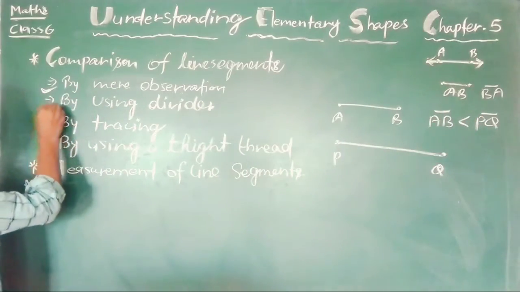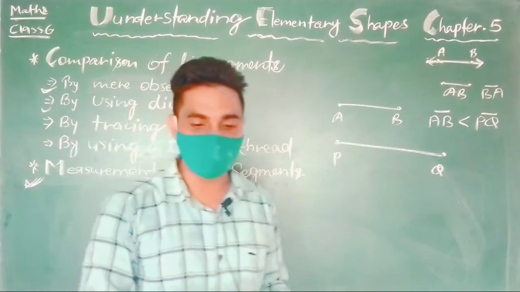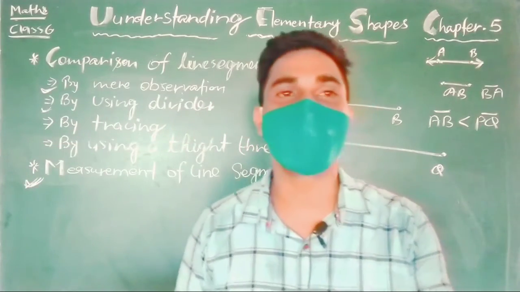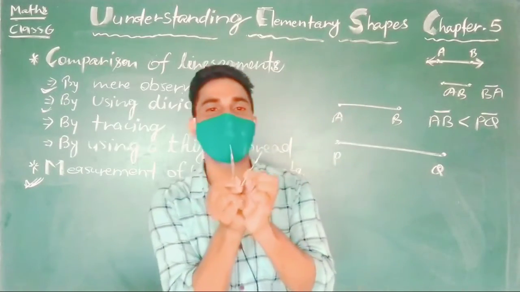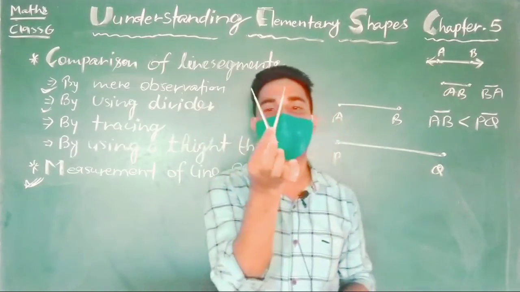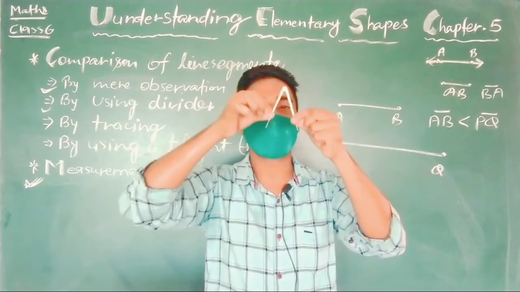The second one is by using a divider. In the geometry box there are some tools you must have, and this is called a divider. You can see this is called a divider, and a divider has two legs: this is one leg and this is the other leg.